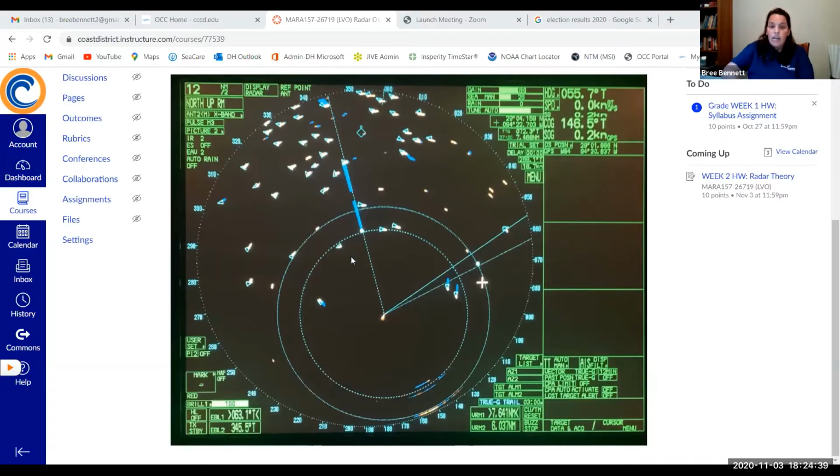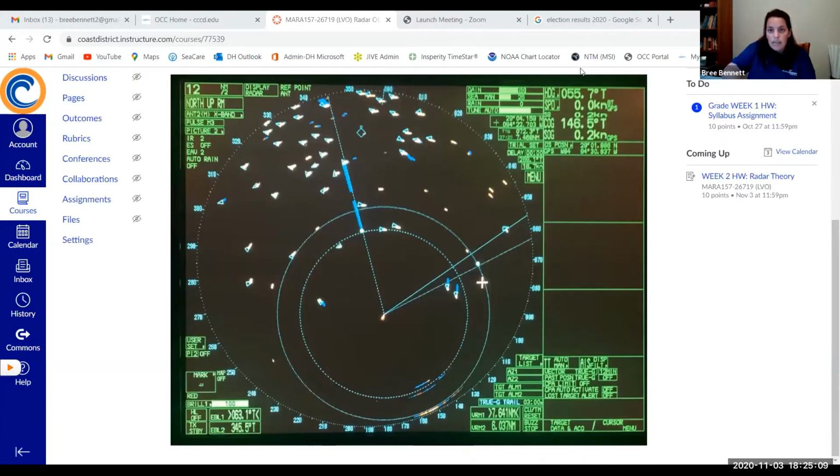So when we get our range and bearing, we want our bearing EBL line to be right in the middle of the blob. And then we want our range line to be on the closest edge of the blip. So that's where we want our VRM, the closest edge, and then our EBL in the middle of whatever blip it is.